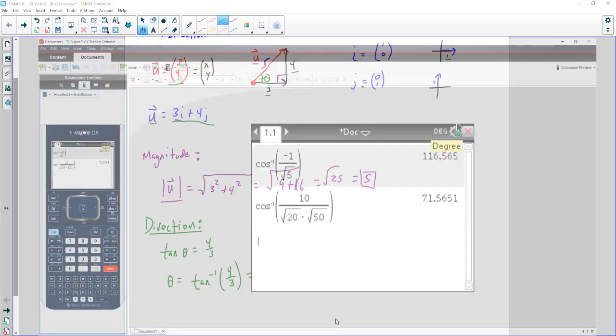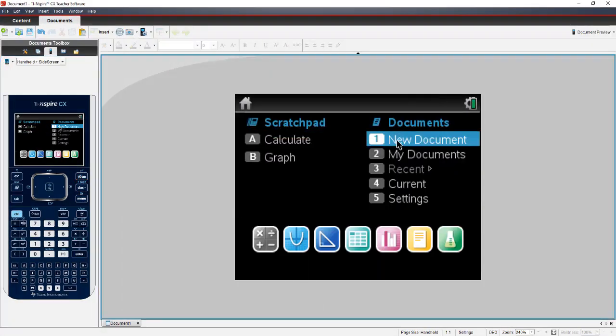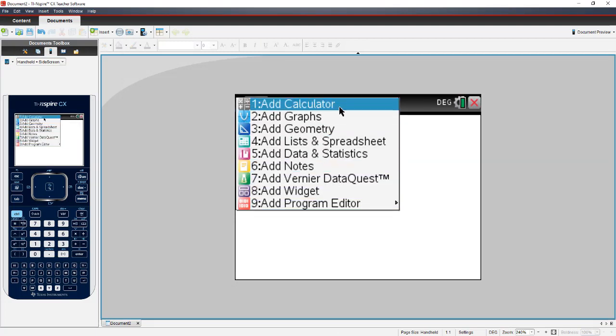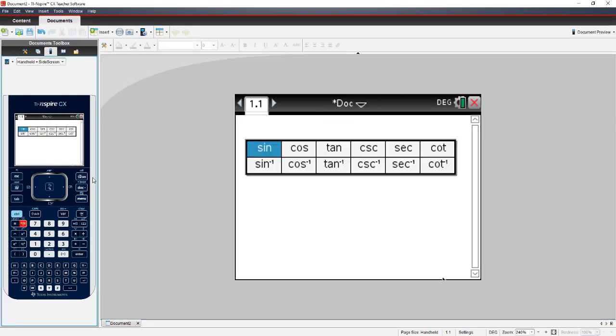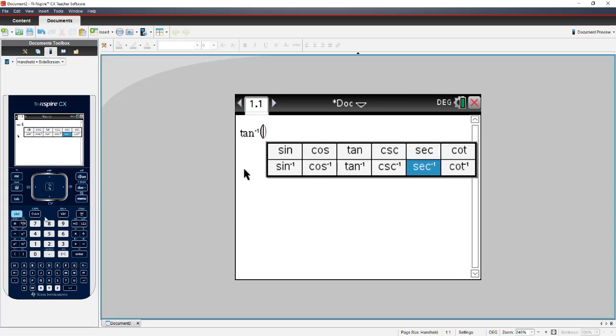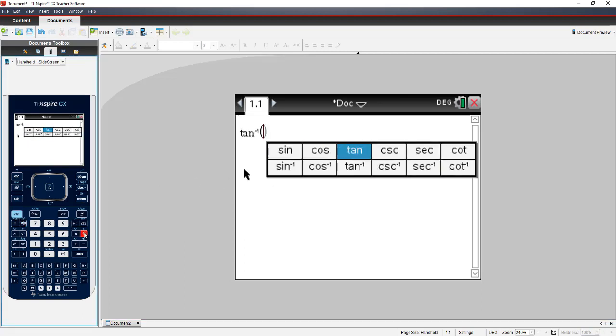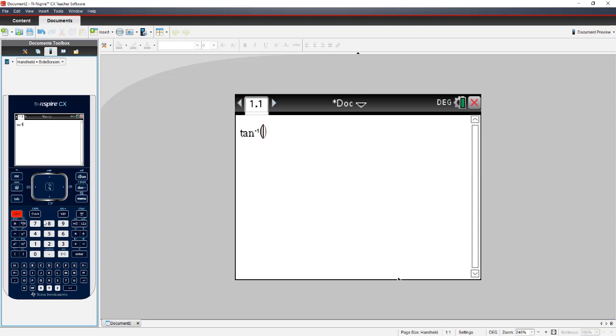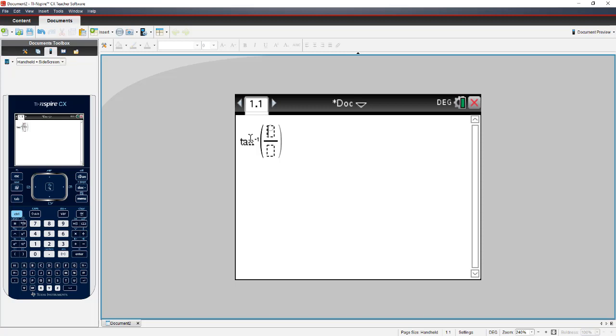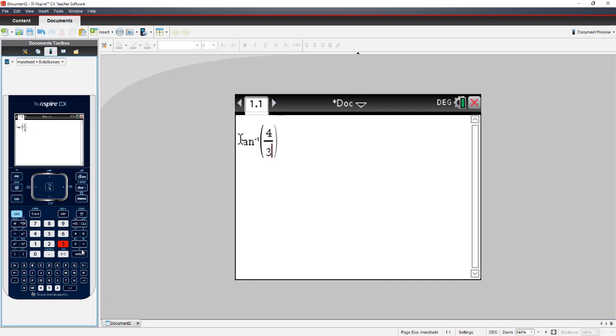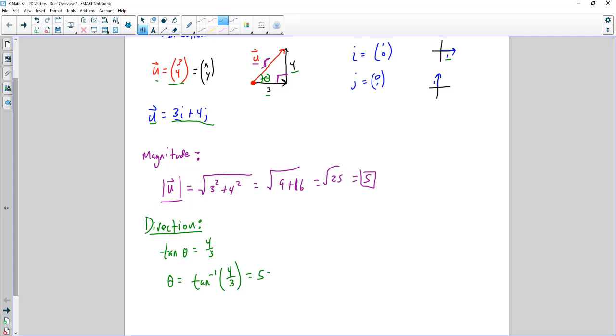And if I access the calculator and create a new document here, I'm already in degree mode, so I'll do tangent inverse of 4/3. And that will give me 53.1 degrees. This is technically the direction of the vector. It's 53.1 degrees from the standard position. That's the direction the vector is going in.